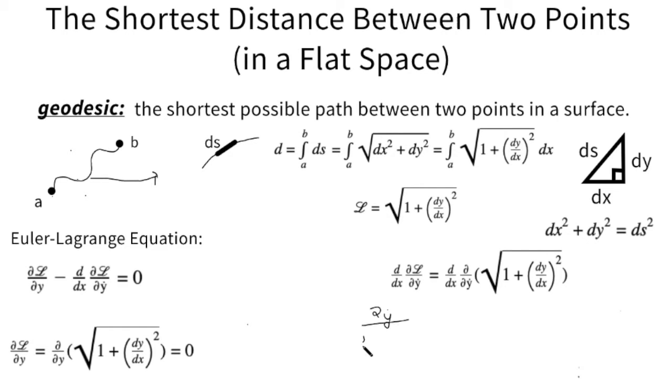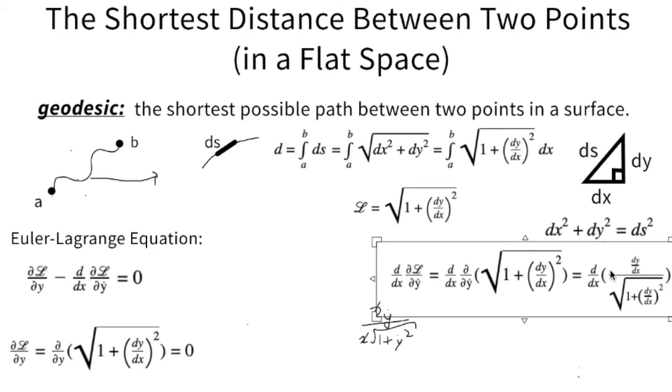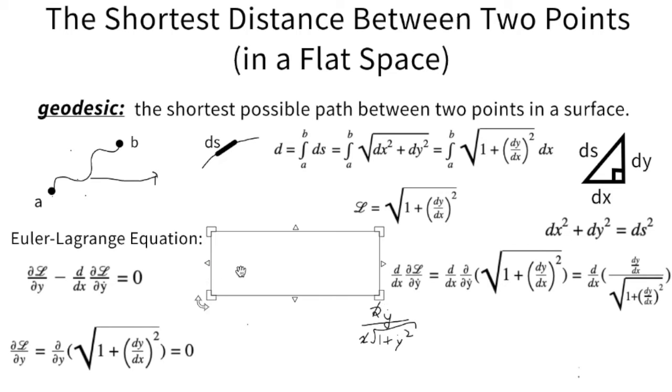This is multiplied by 1/2 times the square root of the variable. That's the derivative of the whole function. And then just 1 plus y dot squared. And then the 2's cancel. This is our derivative: the derivative with respect to x of dy/dx over the square root of 1 plus dy/dx squared. We're not actually going to calculate the derivative with respect to x. What we're going to do is just plug this back into our Euler-Lagrange equation.